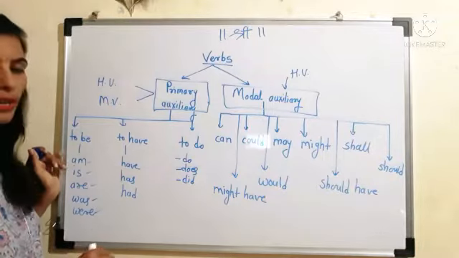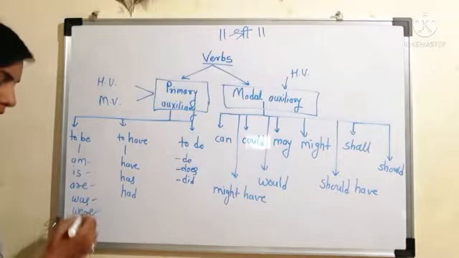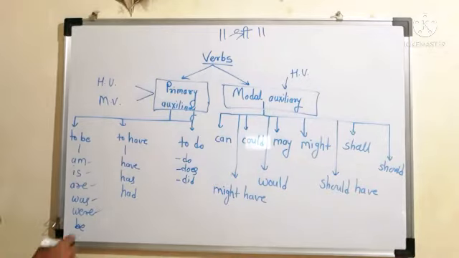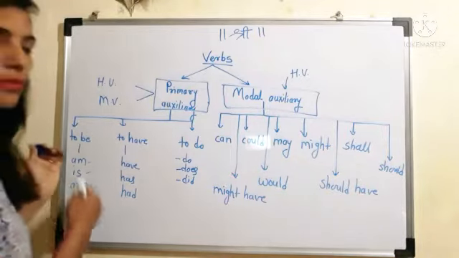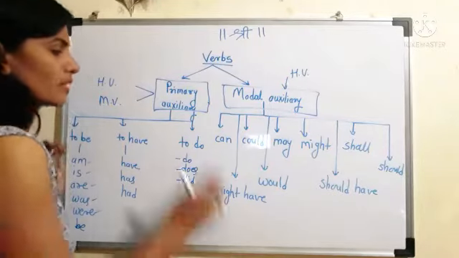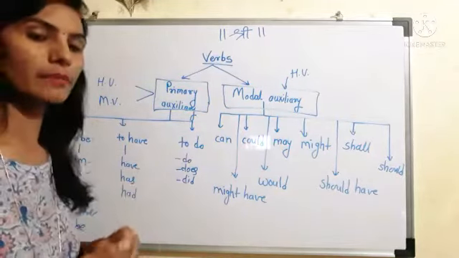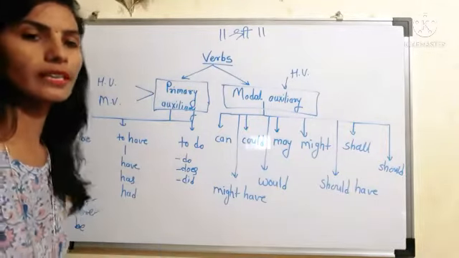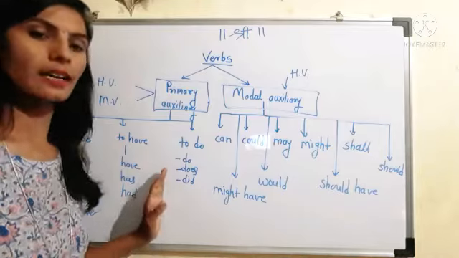Am, is, are, was, were, the main parts. Okay. Then be also we can use. So these are the to be's forms. Then these are the to have's forms, and these are the to do's forms. Now this is about the primary auxiliary. Means in tense, if you want to show any tense, then you can use these as a helping verb.